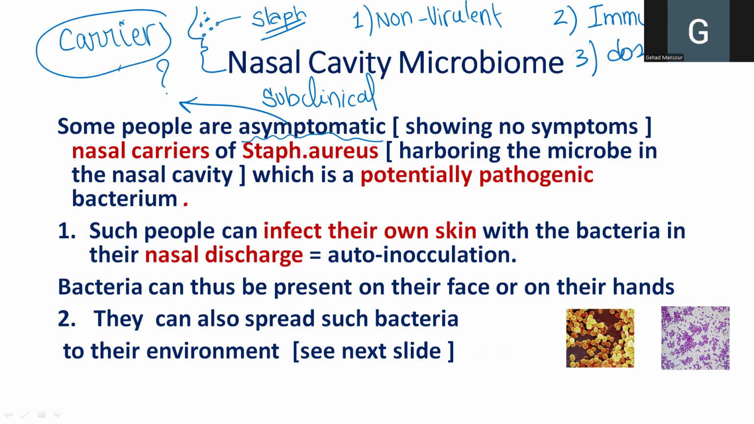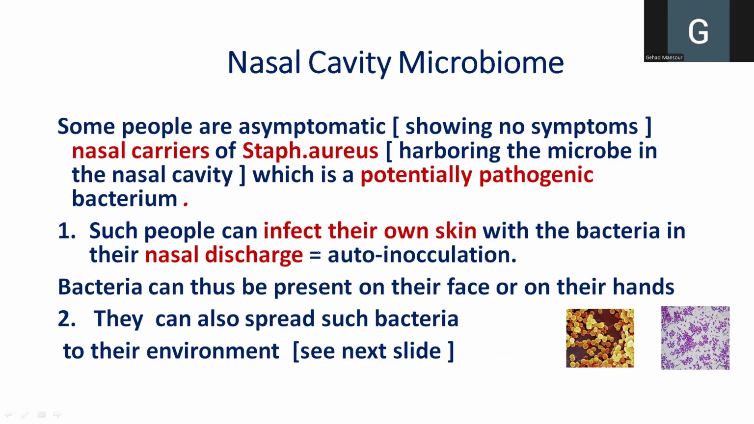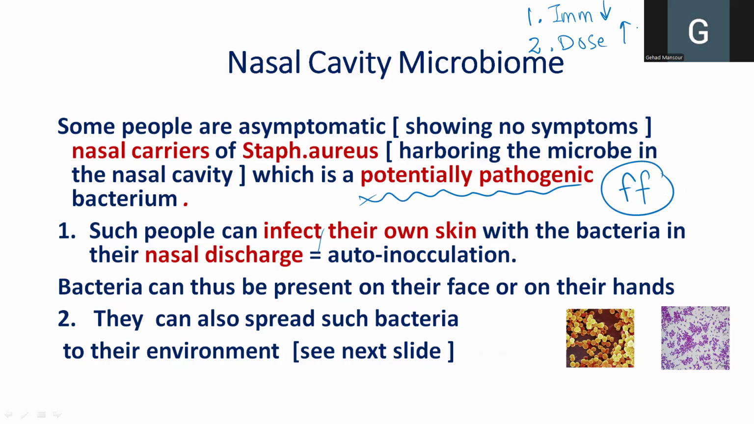But the problem is that those bacteria are potentially pathogenic, meaning that they are essentially friendly flora, but they might turn pathogenic. When can they become pathogenic? The opposite of the three causes which we mentioned before. If the immune system gets lowered for any reason, or if the dose of the organism increases for any reason, then they would penetrate and become pathogenic.